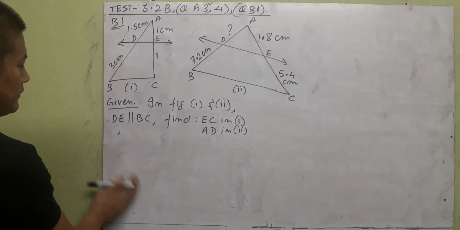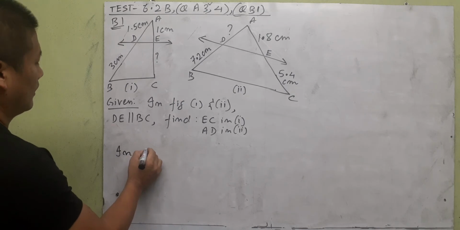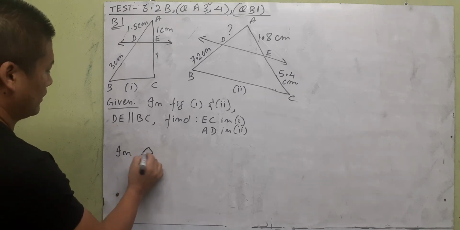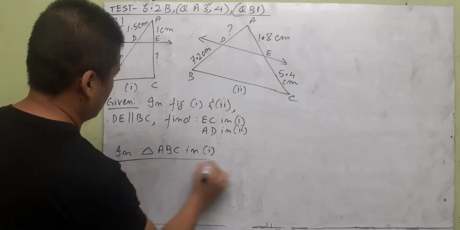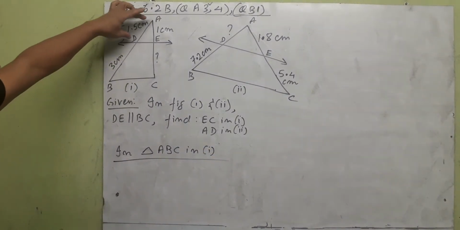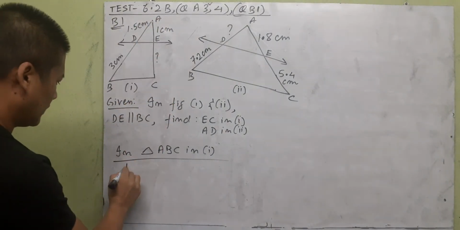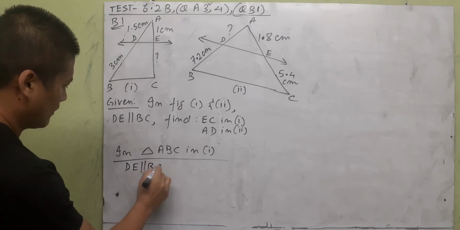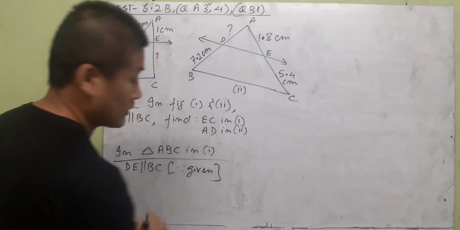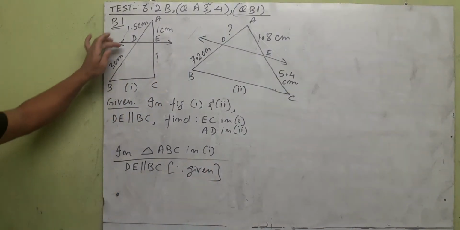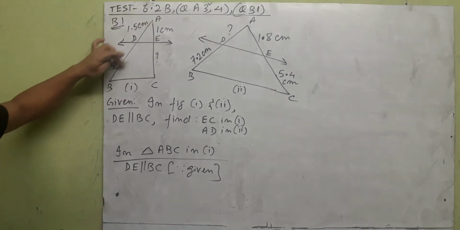So here, taking the first one, in triangle ABC in figure 1, this line DE is parallel to BC. Since it is given, these two lines are parallel. Right, so if one line is parallel to one side of the triangle, that line will cut the other two sides in equal ratio.